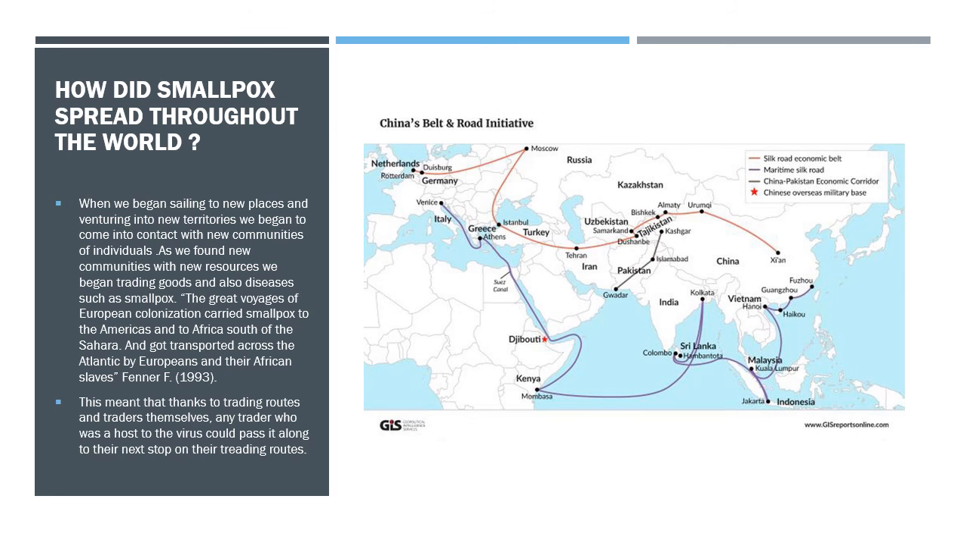How did smallpox spread throughout the world? Well, thanks to exploration and new trading routes, it was quite easy for smallpox to spread throughout the world. As we found new communities with new resources, it was also easier to find new diseases. It's said that the Great Voyage of the European colonization carried smallpox to the Americas and to Africa south of the Sahara. And it also got transported across the Atlantic by Europeans and their African slaves.